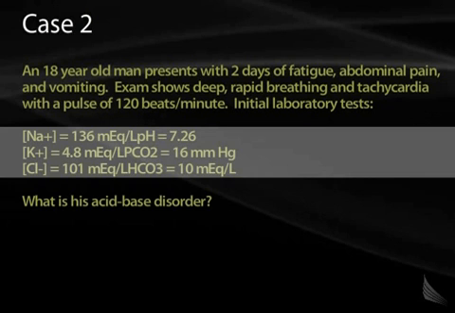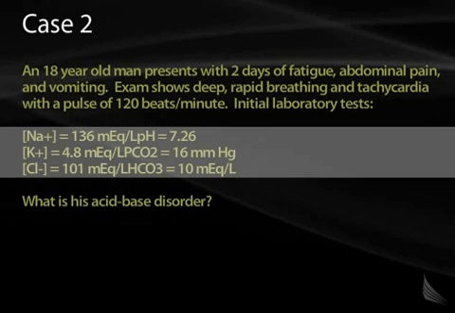Once again, as we outlined in the previous section, let's approach this systematically. First, there is an acidemia. The pH is below the normal range. Next, we look at the serum bicarbonate concentration. It is below the normal range, so there is a primary metabolic acidosis.